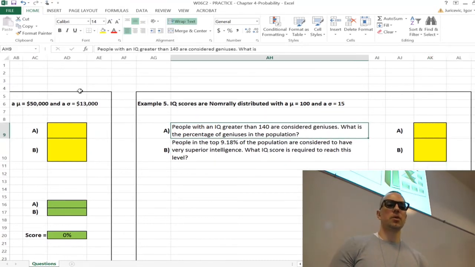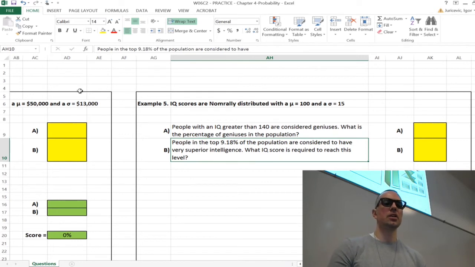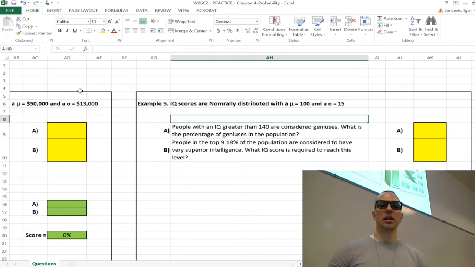So once again, starting with a raw score, given 144, what percentage are you? And then given a percentage in the top 9.18%, what IQ do you need to make it to that level?